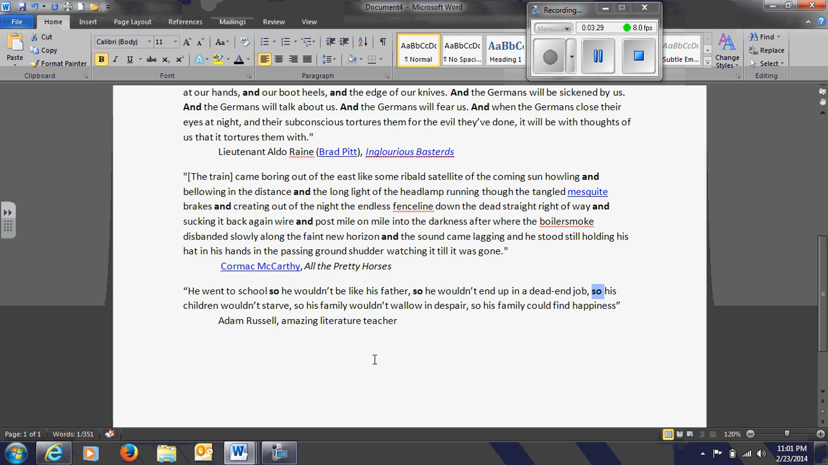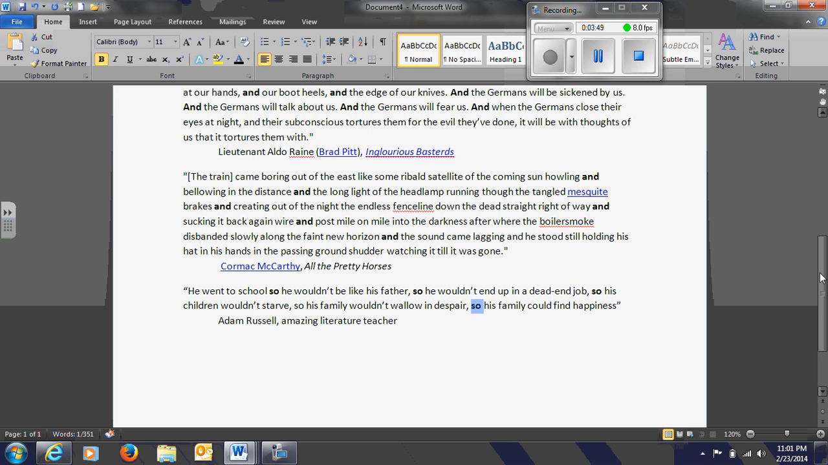So this sentence says, he went to school so he wouldn't be like his father, so he wouldn't end up in a dead-end job, so his children wouldn't starve, so his family wouldn't wallow in despair, so his family could find happiness. So as you can see, polysyndeton: for, and, nor, but, or, yet, so. Whichever you choose, it works.